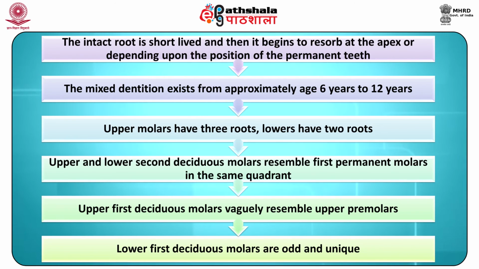The mixed dentition exists from approximately age 6 to 12 years of age. The upper molars have 3 roots, whereas the lower have 2 roots. The upper and lower second deciduous molars, or the temporary molars, resemble the first permanent molar in the same quadrant, and the upper first temporary molar vaguely resembles the upper premolar. Of course, the lower first temporary molar is odd and unique. We can make it out.